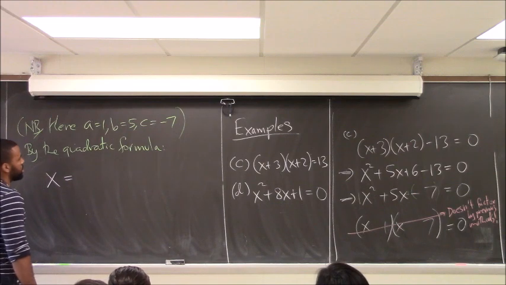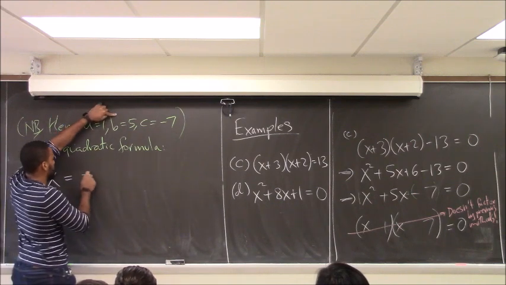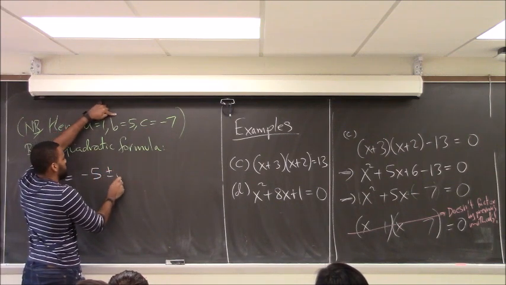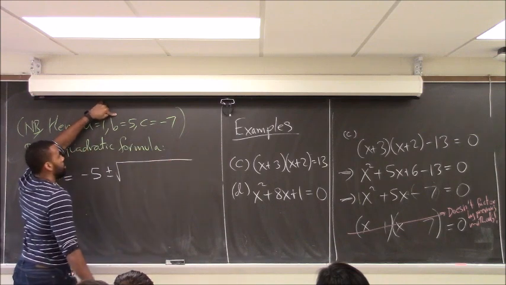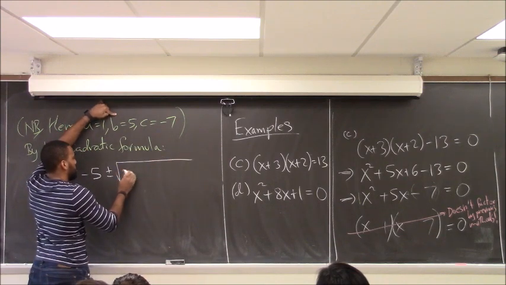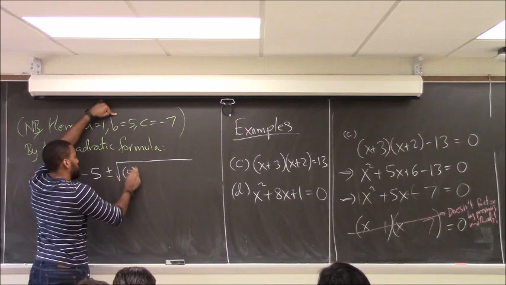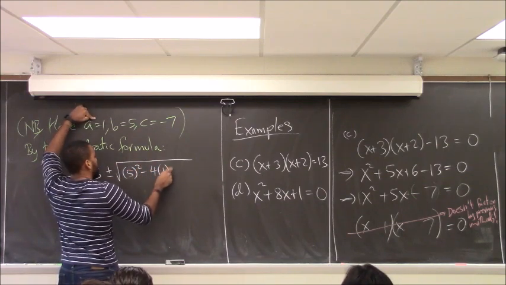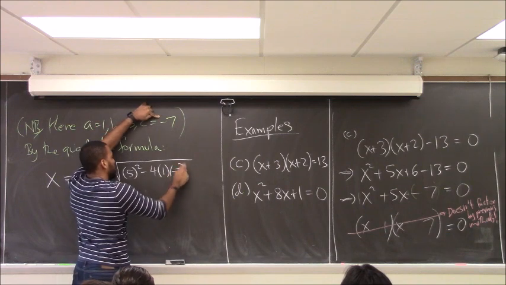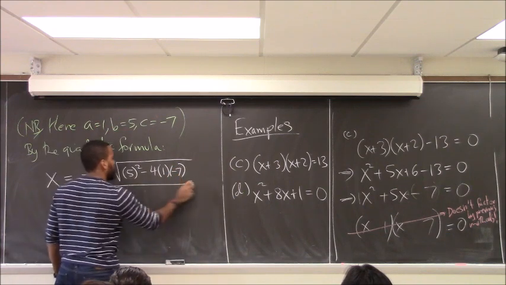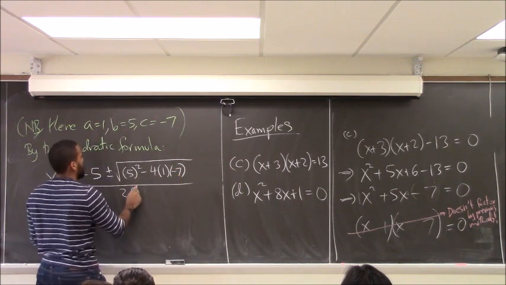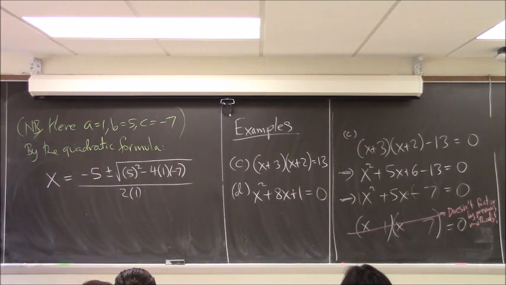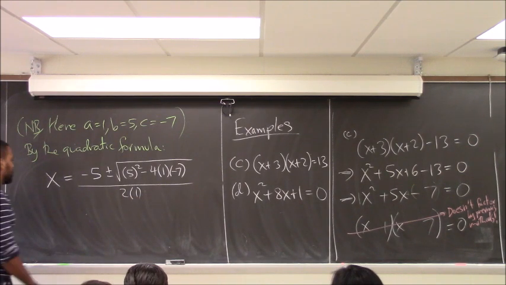x is going to be minus b plus or minus the square root of b squared. Let's write it out. b squared minus 4 times a times c, all over 2 times a. That's going to be what gives your answer.